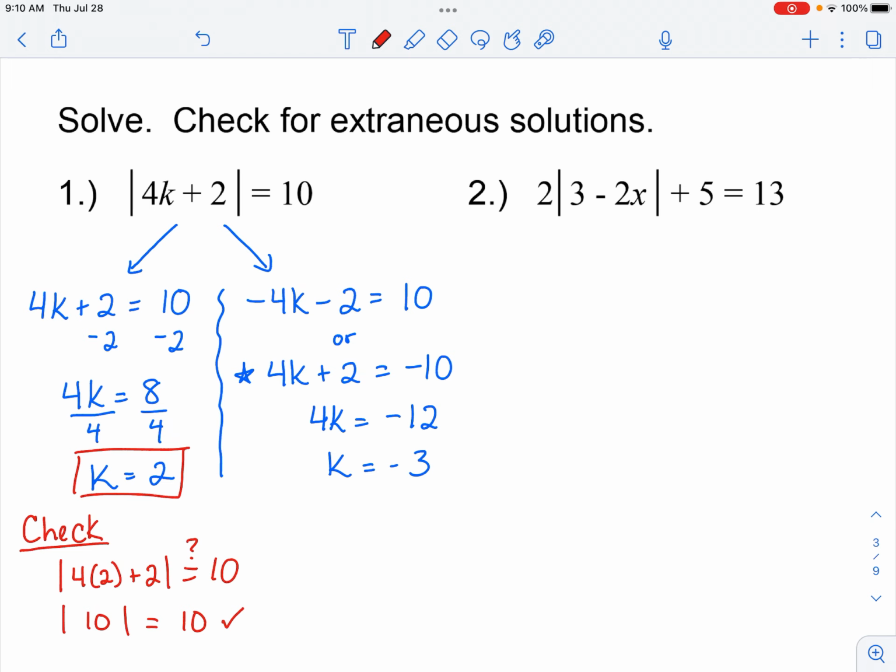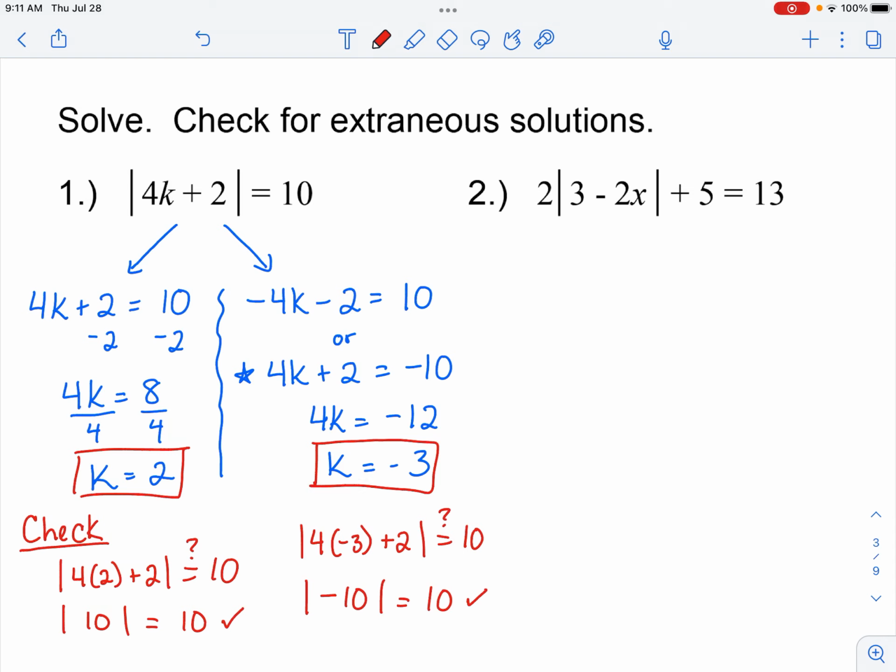The question is, is k equals negative 3 also a solution? So let's check that one. When I check k equals negative 3, I'm going to get the absolute value of 4 times negative 3 plus 2. I want to know, does that equal 10? So that gives me the absolute value of negative 12 plus 2. Negative 12 plus 2 is, in fact, negative 10. Is the absolute value of negative 10 equal to 10? The answer is yes, it is.